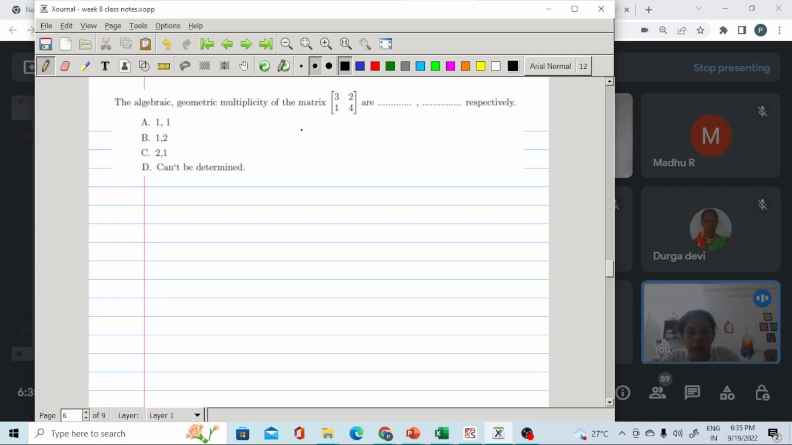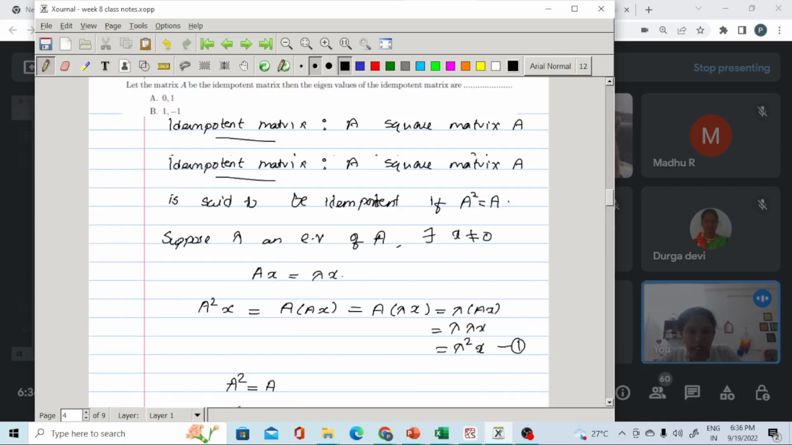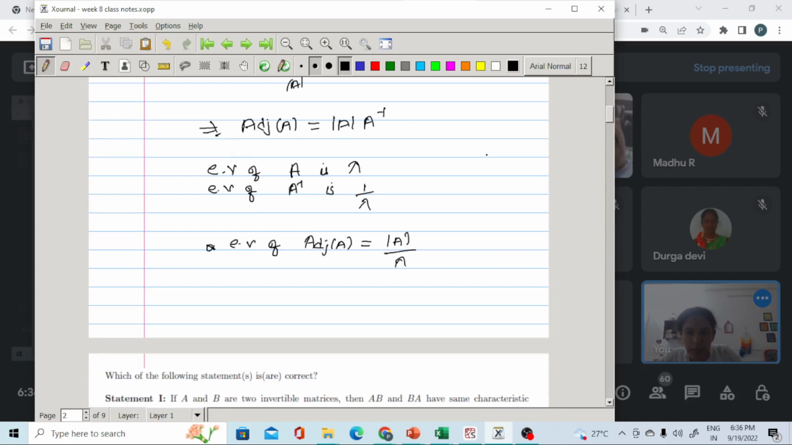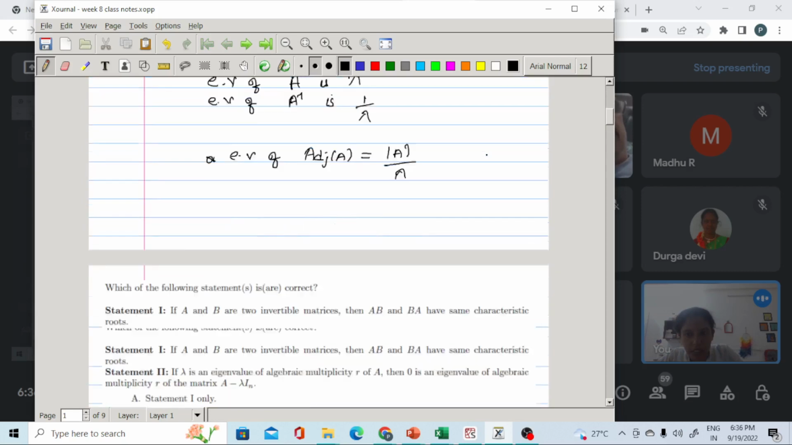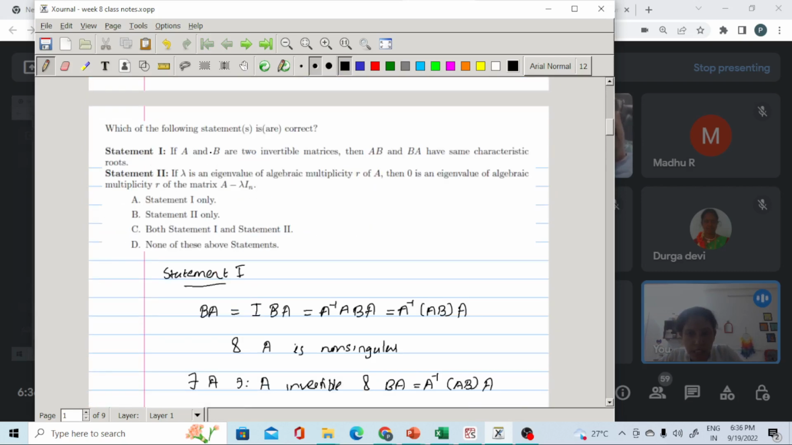Now let us go to the next problem. By the way, I think I missed one question here. Sorry. In the second question, we have two statements. If A and B are two invertible matrices, then AB and BA have the same characteristic roots. We proved this statement is true, right? We didn't check the other statement yet.